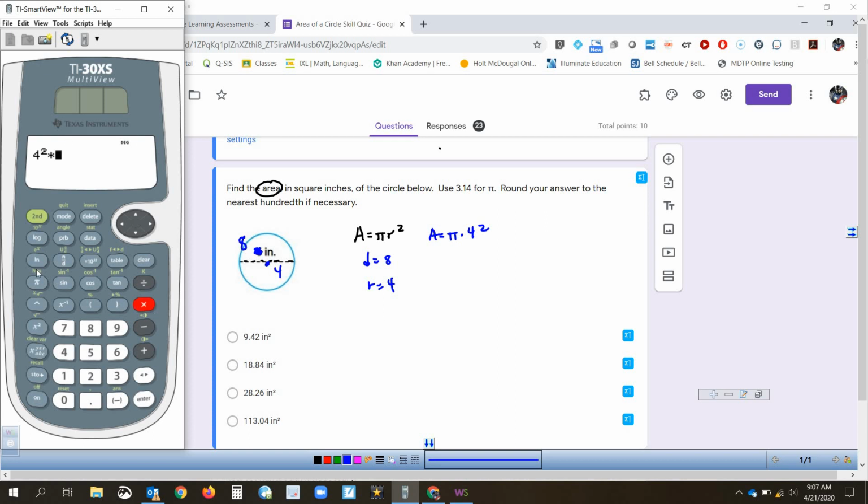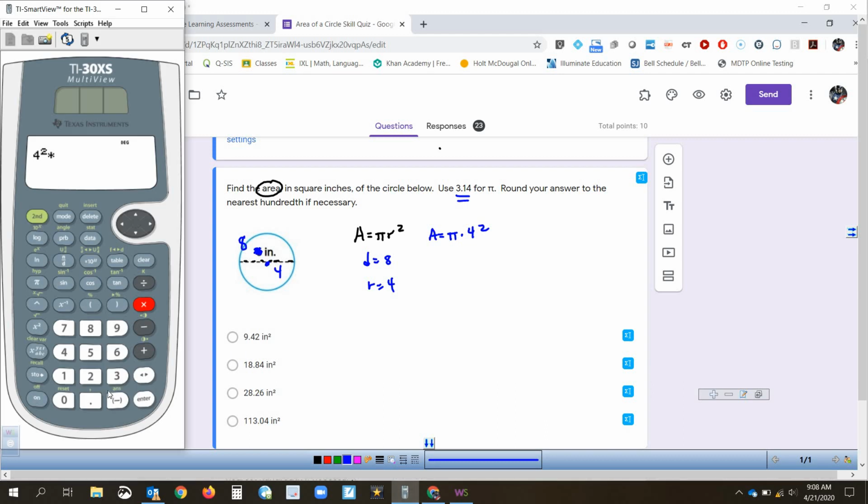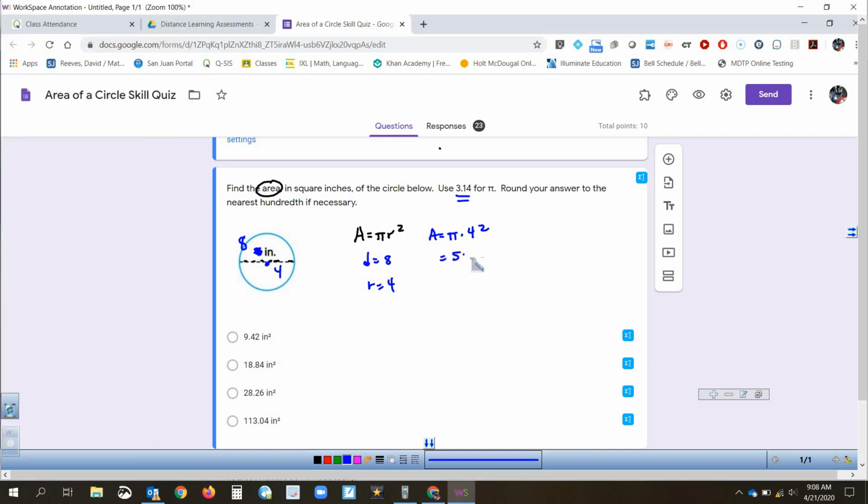Now, scientific calculators have a pi button, and normally I would recommend using the pi button to get it as exact as possible. But because the problem has asked us to use 3.14 for pi, I'm going to go ahead and do that. So times 3.14. And when I do that, I get 50.24. So the answer I got was 50.24, and that would be in inches squared.